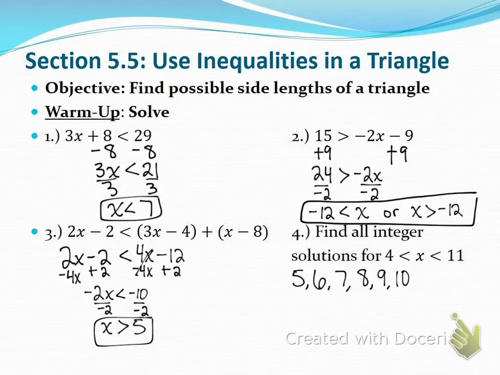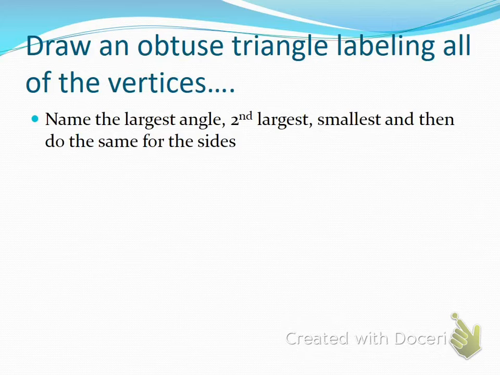So they are numbers that are both greater than 4, because if we flipped this around, it would say x is greater than 4 and x is less than 11. Or just the integers in between 4 and 11. Questions on those warm-ups? Okay. On we go.